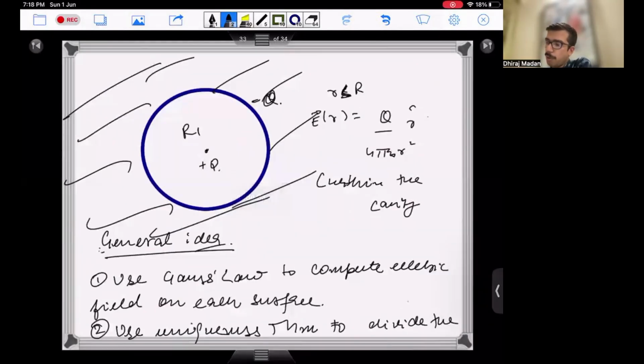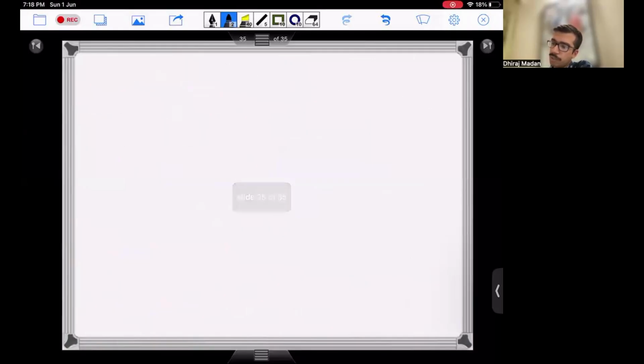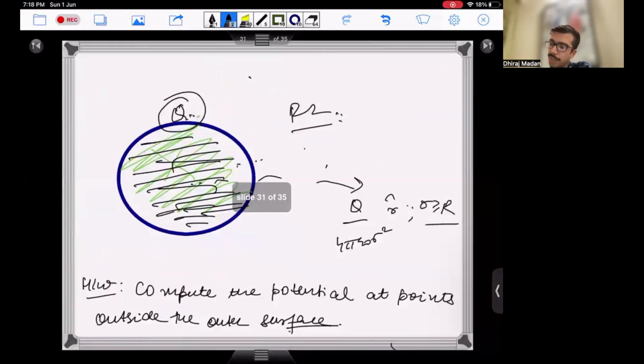We looked at another problem wherein the charge plus Q was again inside, but now the outer surface was irregular. In order to compute the electric field inside, we can ignore everything outside the inner surface. On the inner surface, the net charge is minus Q. With the point charge plus Q inside, we want to compute the electric field inside R1. We can just apply Gauss's law and again get Q over 4 pi epsilon naught R square R cap.